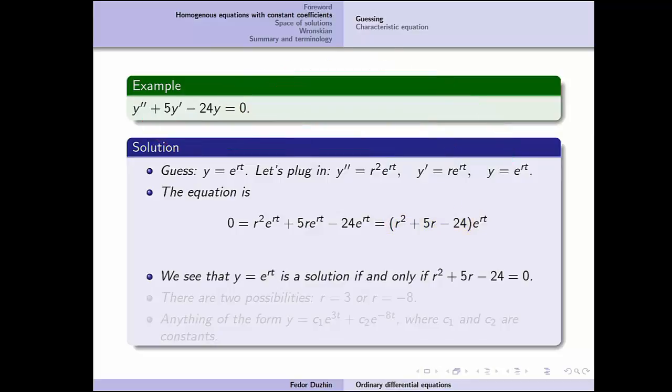In other words, what we just saw is that such an exponential function is a solution of the original differential equation if and only if the constant r is a solution of the usual algebraic equation that you learned in primary school, just the quadratic equation. I hope you still remember how to solve this. There are just two answers. r is either 3 or -8. Let me emphasize again that these two numbers, 3 and -8, are solutions of this algebraic equation.